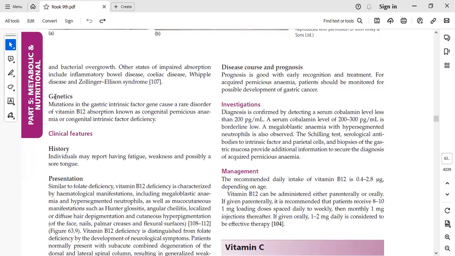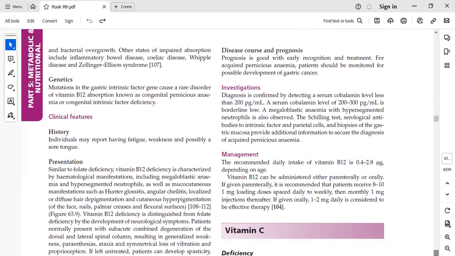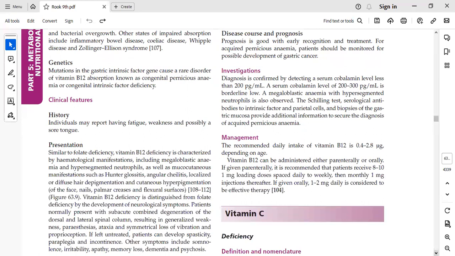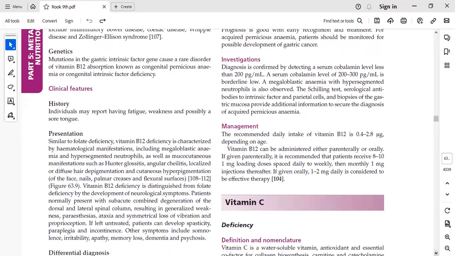And among the genetic causes, it occurs in pernicious anemia. We know that in pernicious anemia, there are antibodies against the gastric intrinsic factor and the gastric parietal cells, due to which there is deficiency of vitamin B12. Now, how does a patient present? A patient would present with fatigue, weakness, and with glossitis.